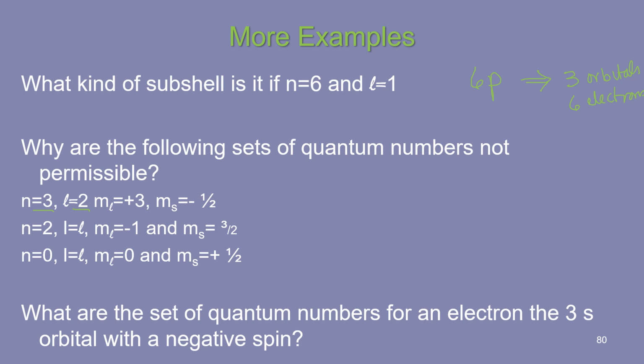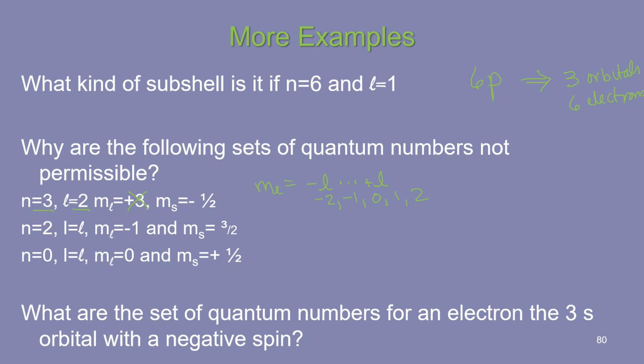M sub L, remember the rule, M sub L can only be equal to negative L up to positive L. So it can only be negative 2, negative 1, 0, 1, and 2. So this is not correct. And negative 1/2 is fine, but this is not. We can't have a plus 3 orbital in a p subshell. D subshell, sorry, D subshell. See, I do it all the time. Okay, I got those reversed.